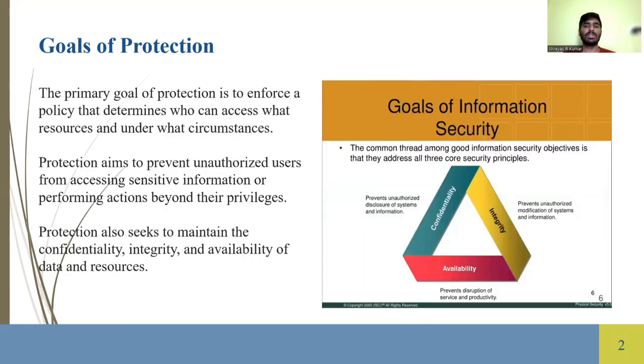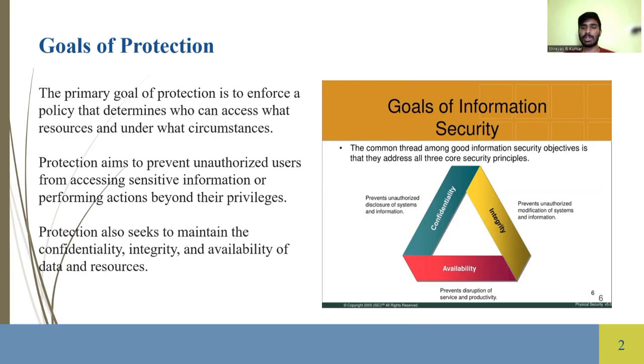Now, let's see the goals of protection. The primary goal of protection is to enforce a policy that determines who can access what resources, under what circumstances. Protection aims to prevent unauthorized users from accessing sensitive information or performing actions beyond their privileges. Protection also seeks to maintain the confidentiality, integrity, and availability of data and resources.